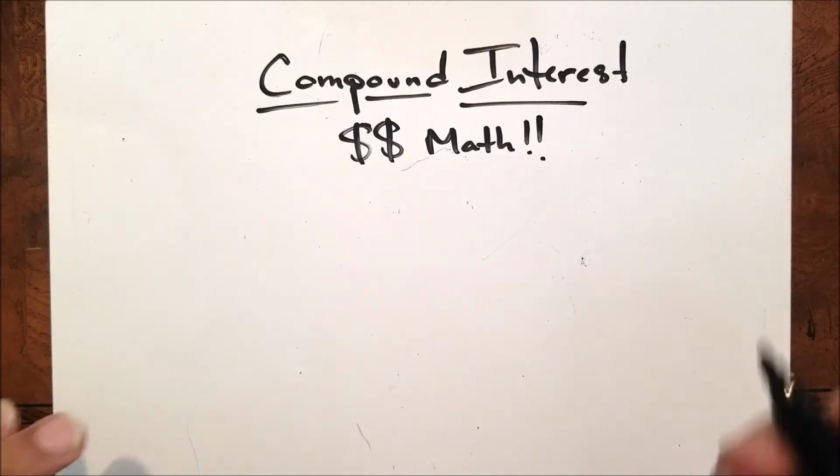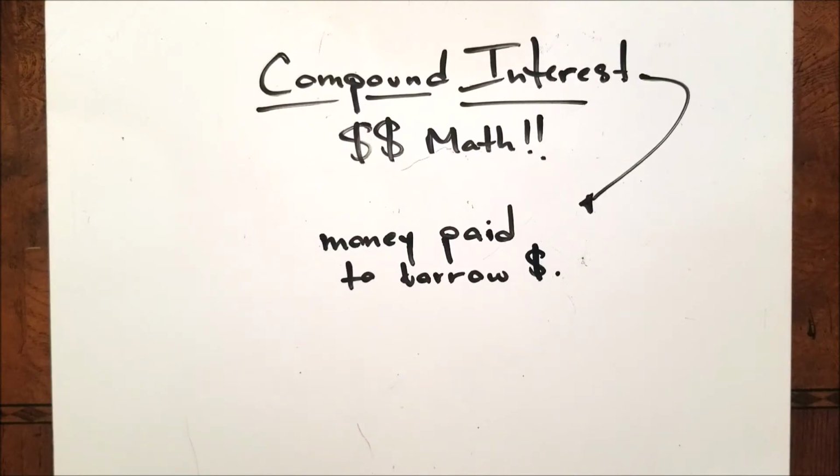Interest is money paid to borrow money. Now, that interest can go in either direction. You can pay a bank interest to borrow money, or a bank can pay you interest to keep your money there so that they can use it. So, in essence, interest is exactly that, the money paid to borrow money.